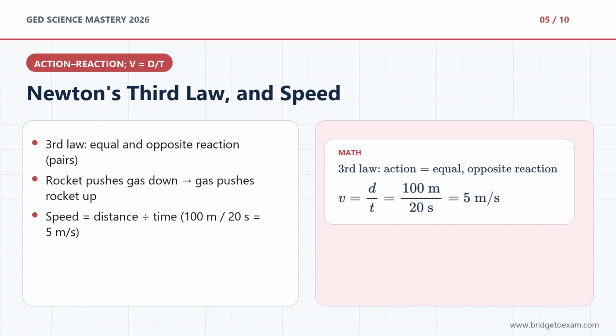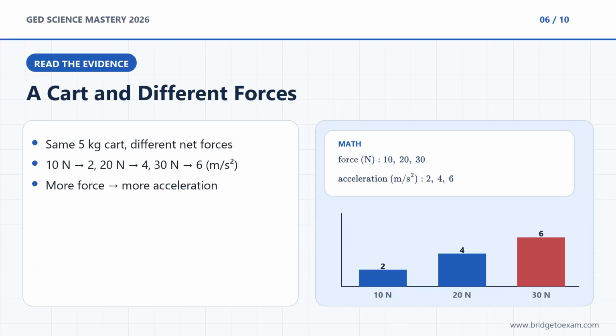Newton's third law says that for every action, there's an equal and opposite reaction. When a rocket pushes exhaust gases downward, the gases push the rocket upward with equal force. When a swimmer pushes water backward, the water pushes the swimmer forward. Forces always come in pairs. And one more essential formula: speed equals distance divided by time. A runner who covers 100 meters in 20 seconds is moving at 100 divided by 20, which is 5 meters per second. Let's read a real GED-style experiment.